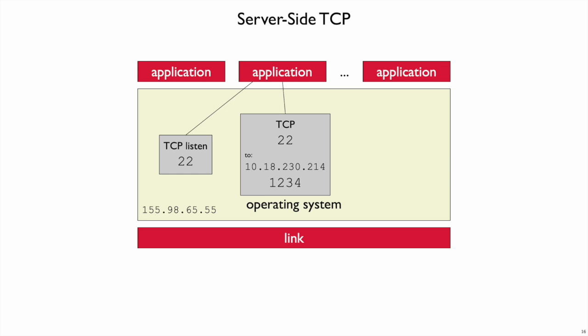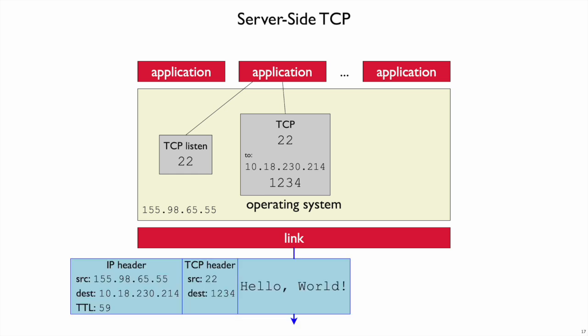The connection is standalone now, and it can keep going as long as the client and server want to keep talking over it. The server can receive requests, it can send them out, so if it was asked to send back hello world, then it can do that. Again, with the source and destination of the sort that we were describing before. So the destination here is our 10.18 client number.